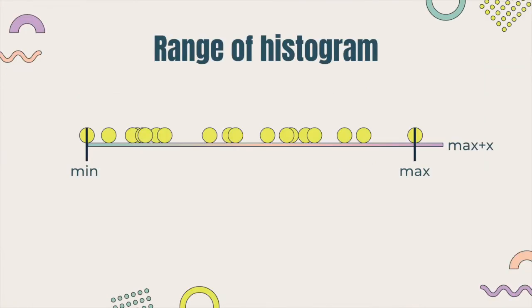Since the data points are numerical, they have intrinsic order. So, when sorted, they form a range, from the minimum to the maximum data point value. However, the range of the histogram extends beyond the max to include the last value, but this will be explained later.